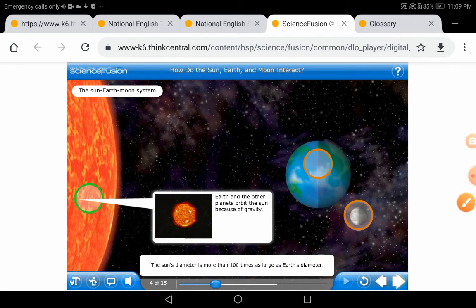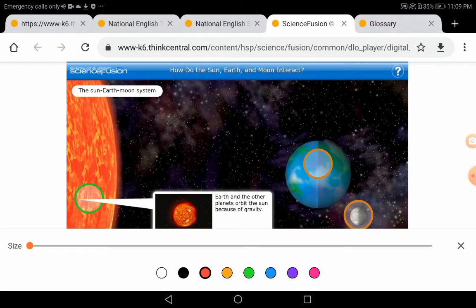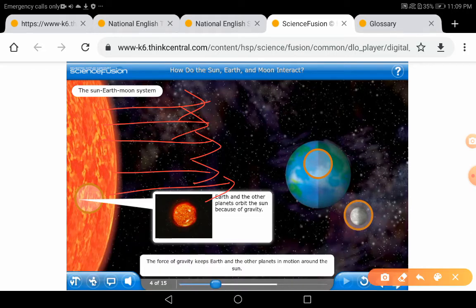The sun's diameter is more than 100 times as large as Earth's diameter. As Earth and the other planets move around the sun, the sun and the planets have a gravitational attraction for each other. The force of gravity keeps Earth and the other planets in motion around the sun. Yes, it has a gravitational force, huge gravity because of its huge size.